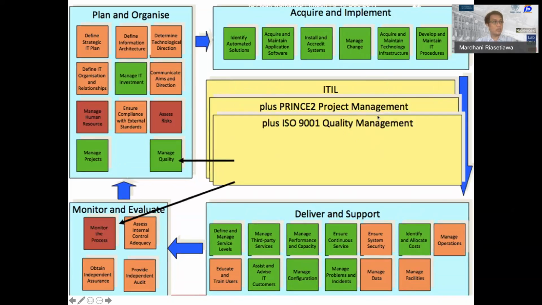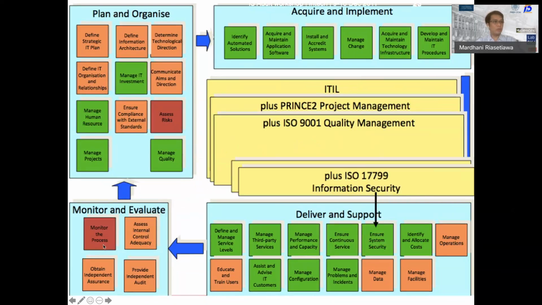And for example, again, ISO 9001 quality management is discussed in most detail on quality management and also monitoring the process. So we can use this ISO quality management to manage quality and monitor the process. And for information security, we can also discuss how to ensure system security. So that would be the detailed standard for information security, to ensure system security.